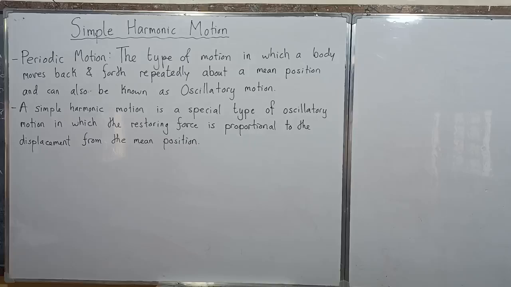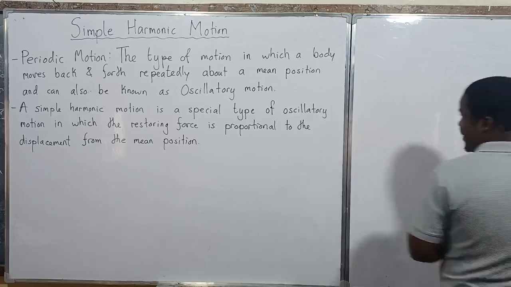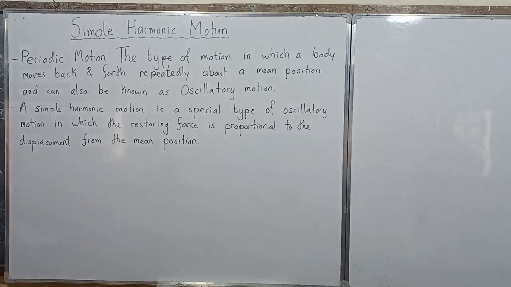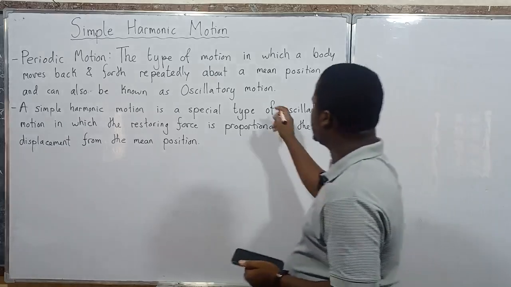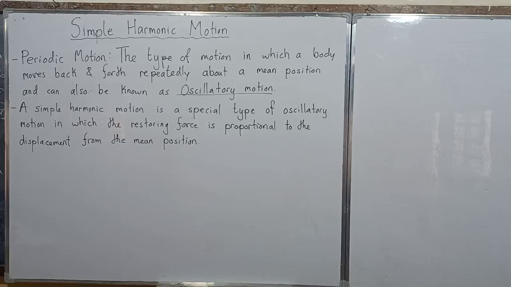Okay, so we'll be starting simple harmonic motion. Simple harmonic motion can simply be defined as a special type of oscillatory motion in which the restoring force is proportional to the displacement at the mean position. Now, periodic motion, also known as oscillatory motion, is the type of motion in which a body moves back and forth repeatedly at the mean position.